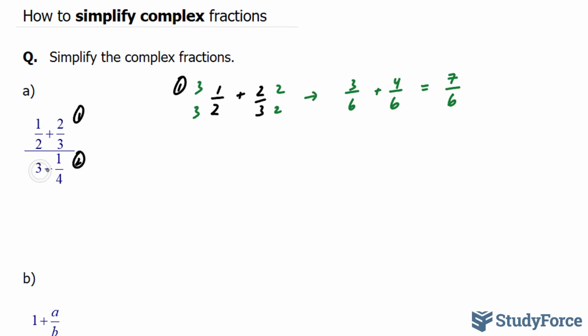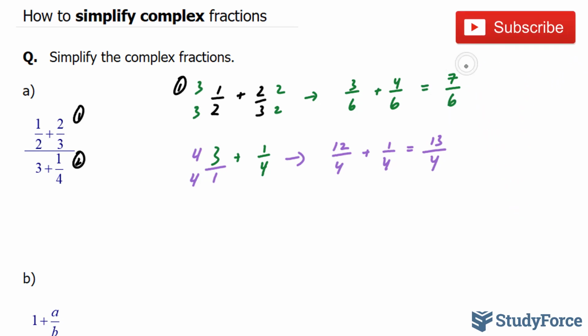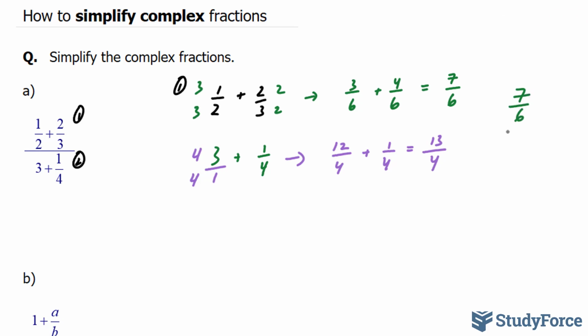Now we move on to the bottom two terms. We have 3 plus a quarter. Once again, the denominator for this term is a 1, so we have to make that into a 4. And that's done by multiplying it by 4. And this gives us 12 over 4 plus 1 over 4, and that's 13 over 4. So I have the new numerator and I have the new denominator. And it looks something like this, 7 over 6 over 13 over 4.